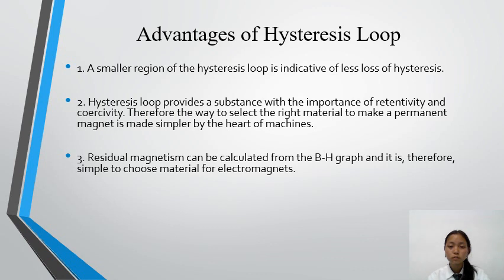Advantage of the hysteresis loop. A smaller region of the hysteresis loop is indicative of less hysteresis loss. The hysteresis loop provides for a few substances the values of retentivity and coercivity. Therefore, the way to select the right material to make a permanent magnet is made simpler. Residual magnetism can be calculated from the BH graph, and it is therefore simple to choose materials for electromagnets.